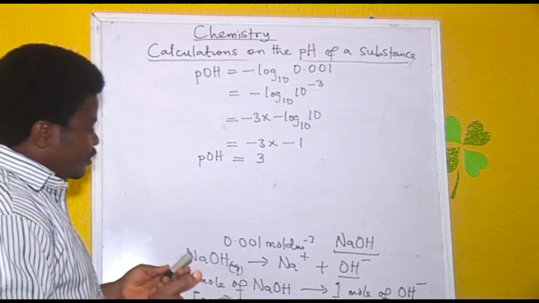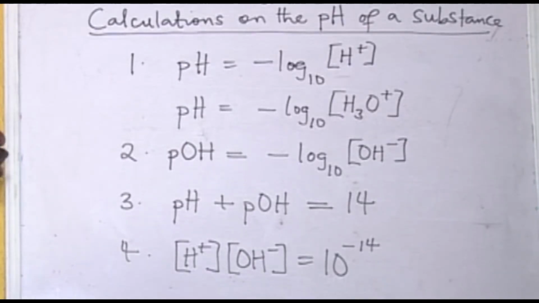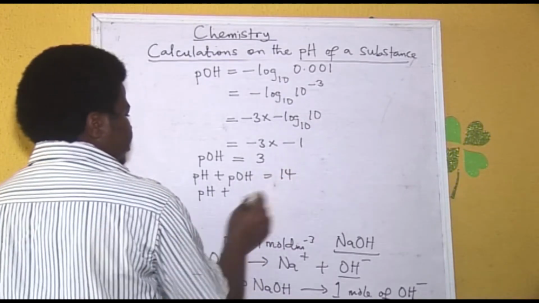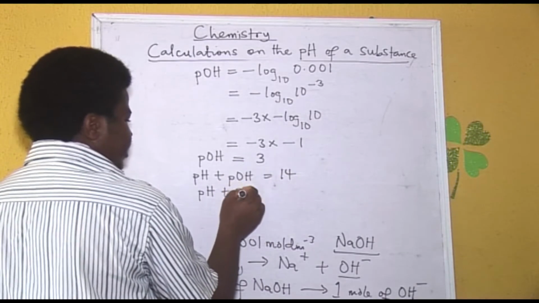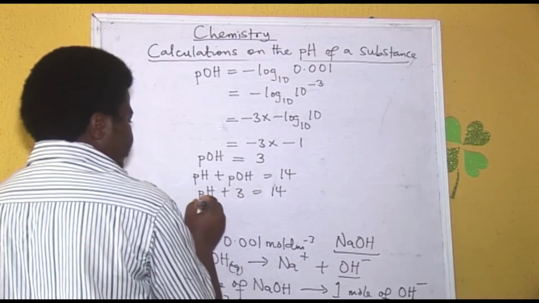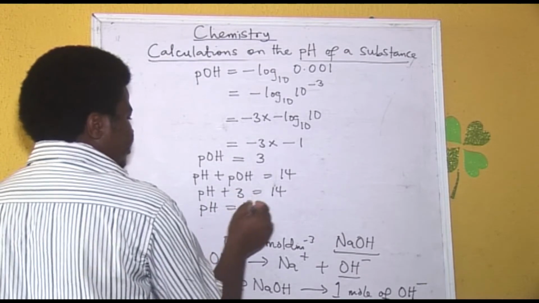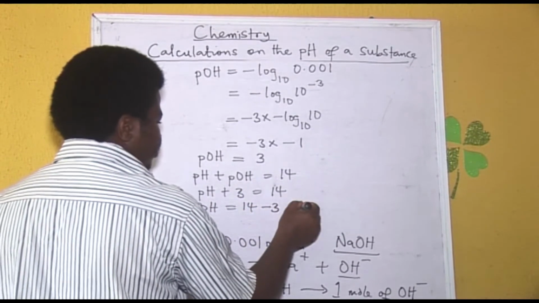Don't forget, it is not the pOH we are asked to look for, it is the pH. We can recall in one of those 4 equations that pH plus pOH is equal to 14. The pOH of that substance is 3, so pH plus 3 equals 14. So the pH of that sodium hydroxide is 14 minus 3, which is what?